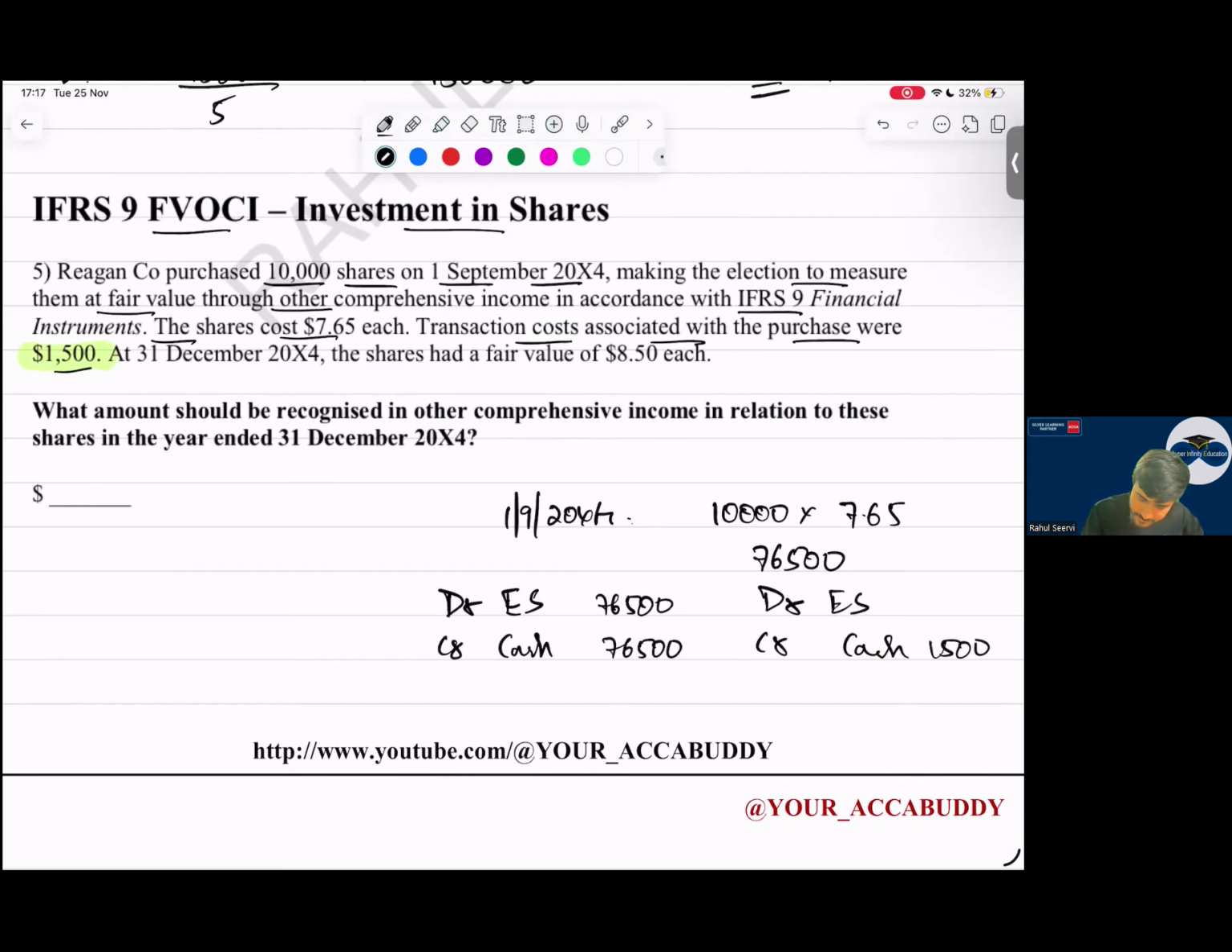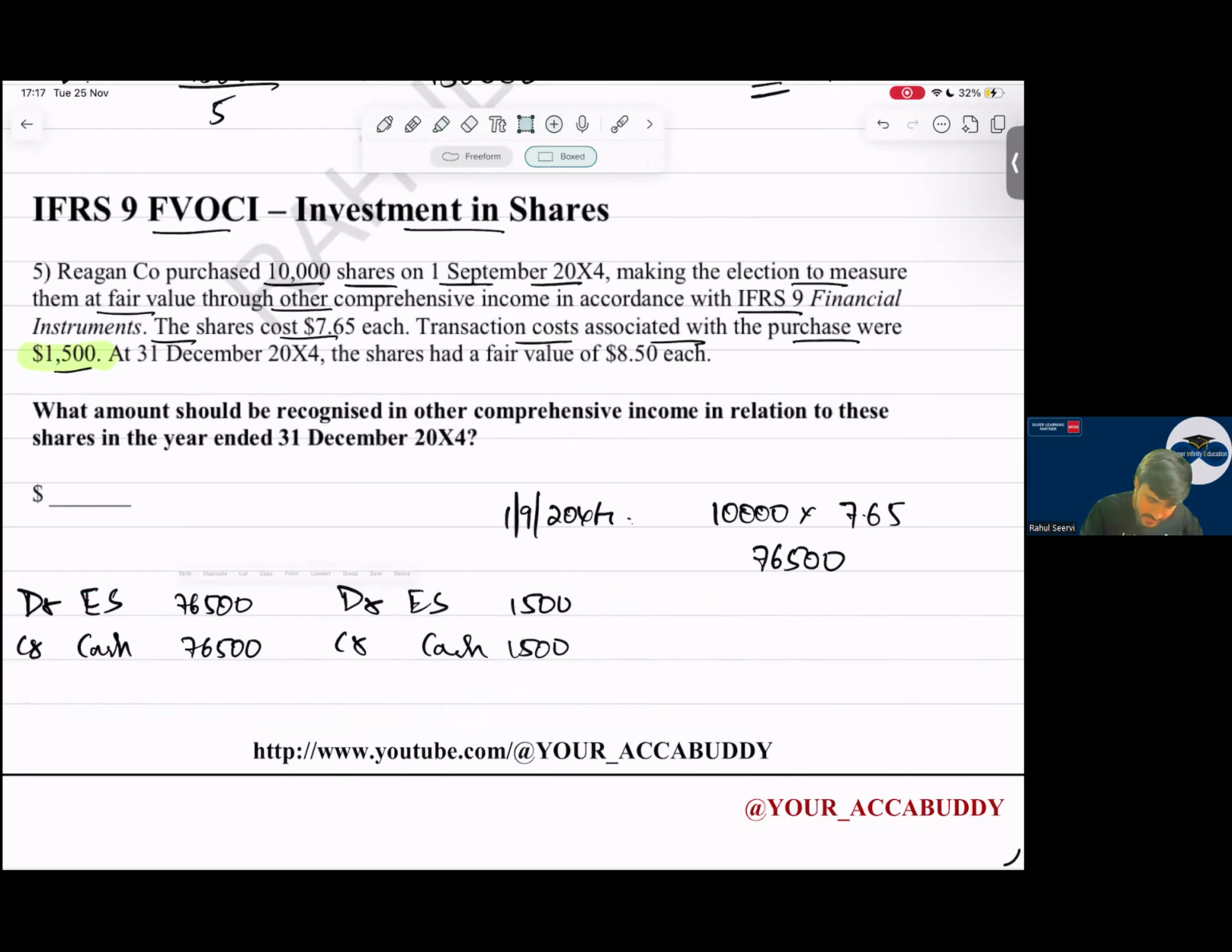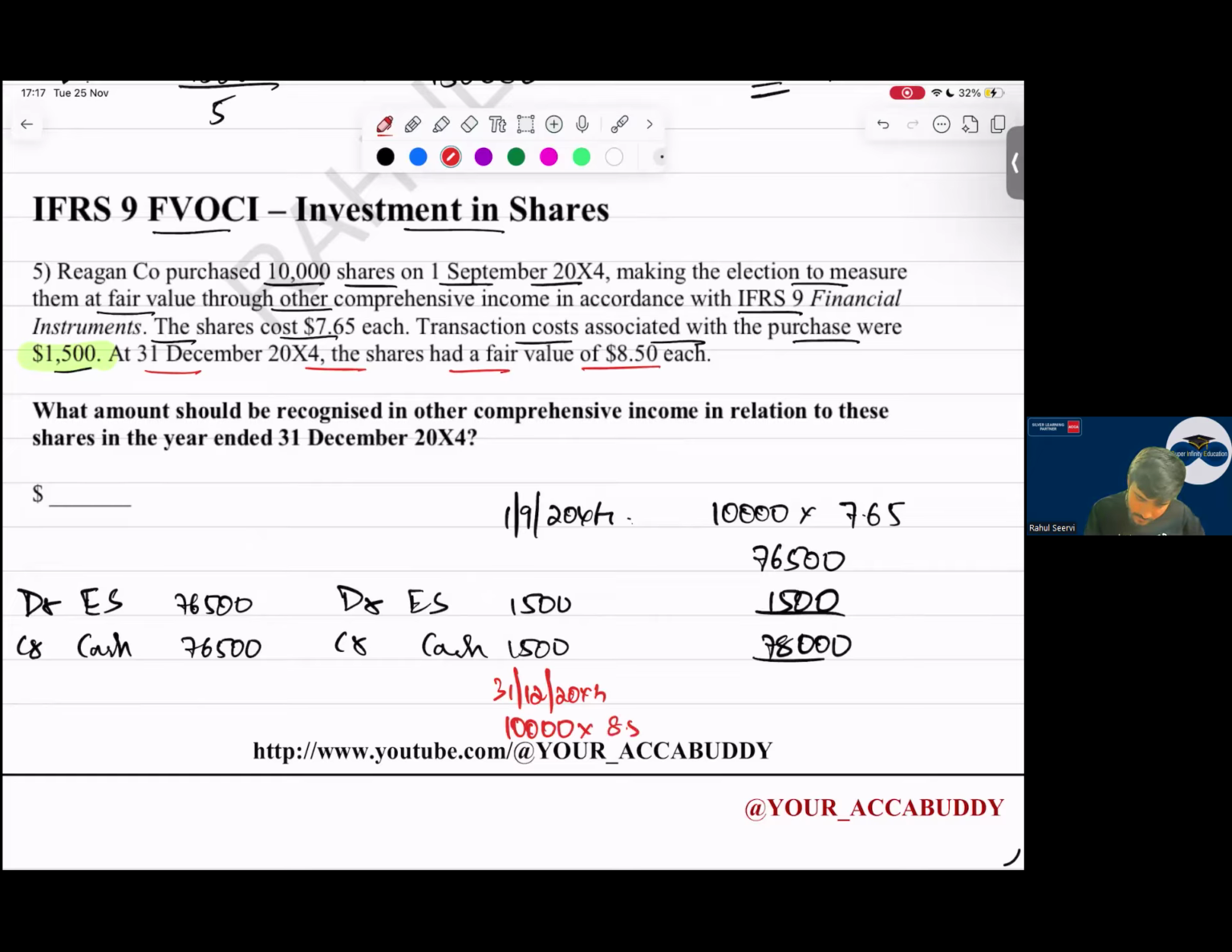This equity share becomes 1,500 more. So now, what is my value of the shares? 1,500 I've added. The total value which I record is 78,000. Then at 31st December, the share had a fair value of 8.5. So the share price is 10,000 into 8.50, that is 85,000. So what is the gain here, everyone? The gain is 7,000. 7,000 gain in OCI.